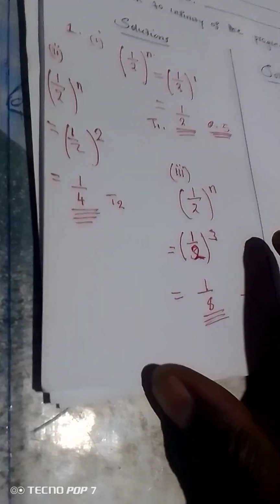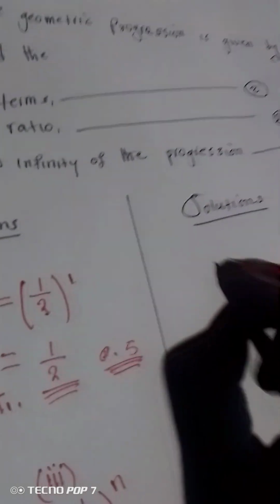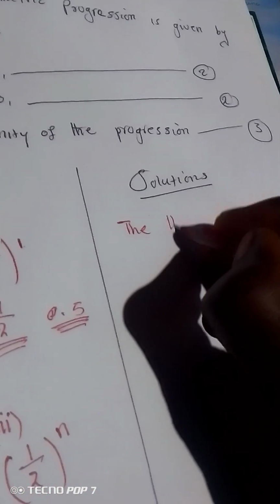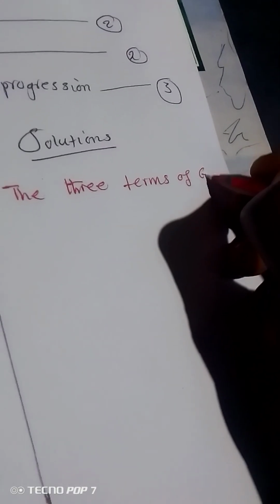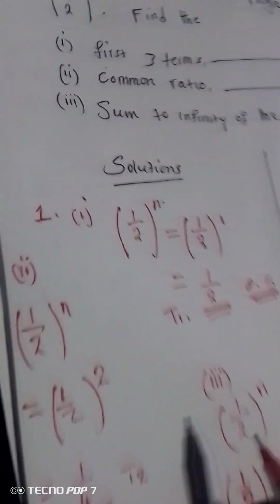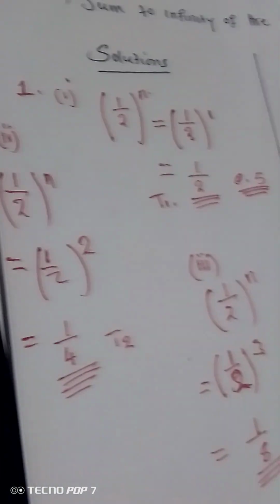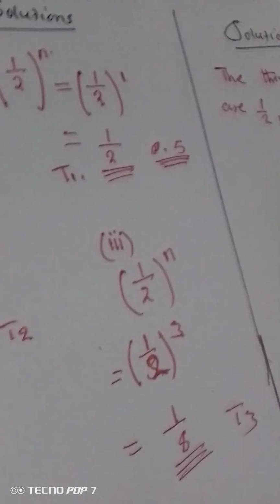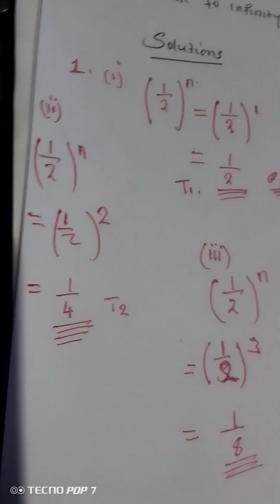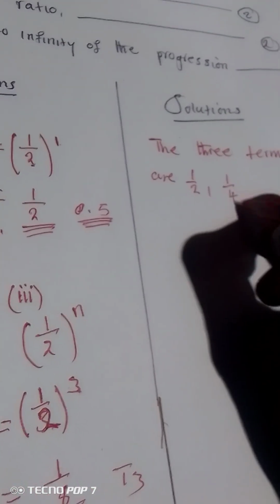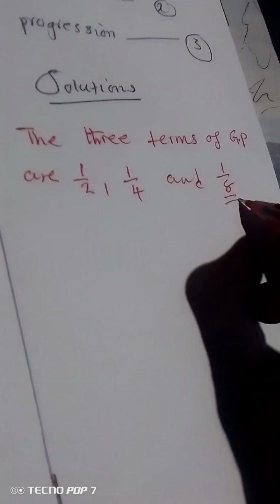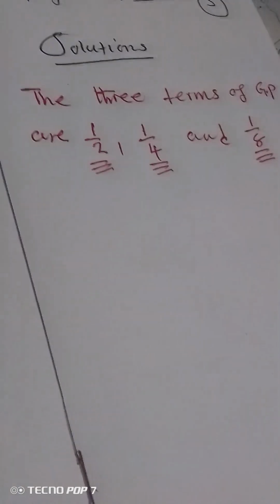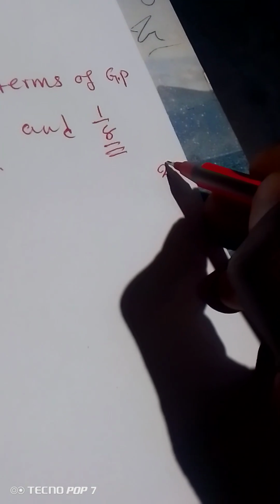So therefore we shall say the three terms of the GP are: the first one is 1 over 2, and then the second one is 1 over 4, and the third is 1 over 8. These are our solutions. And we have earned 2 marks.